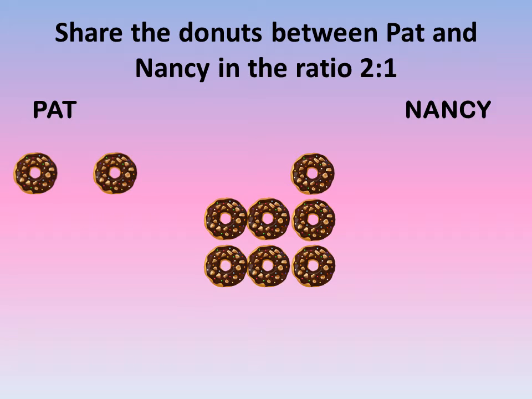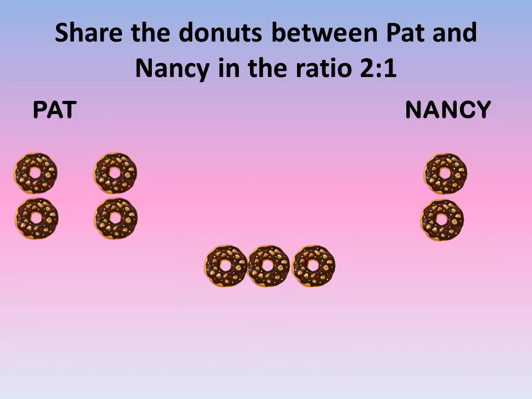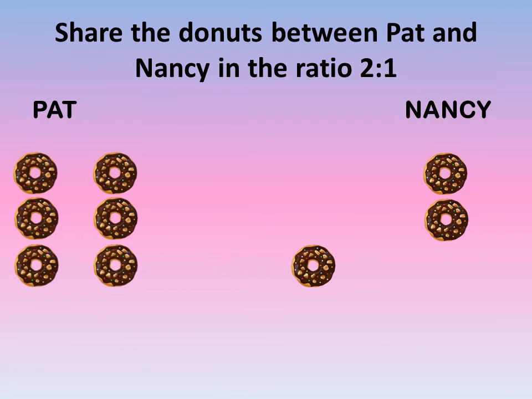Pat gets 2, Nancy gets 1. For every 2 Pat gets, Nancy gets 1. So here we can see that Pat got 2 equal parts and Nancy just got 1 equal part. Alright? So in all, what's the total number of parts here? We can identify that there are 3 total parts.